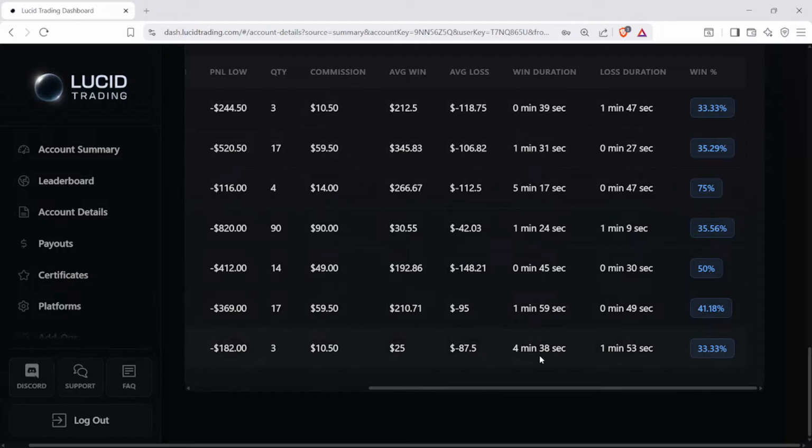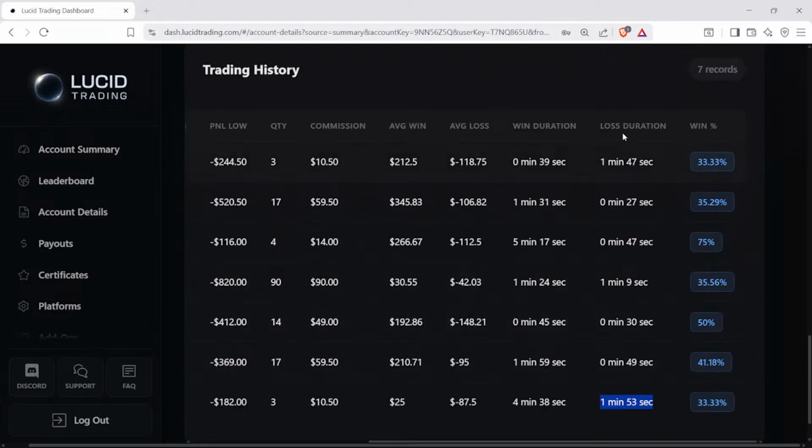4 minutes, so I was in 4 minutes here. Average loss was in it for a minute, 49 seconds. See, my losses happened fast. This was in for a minute, 47 seconds. Probably trying to let it work. I might have taken a position, hit my first target and just held it to try to let it run, and it didn't work.